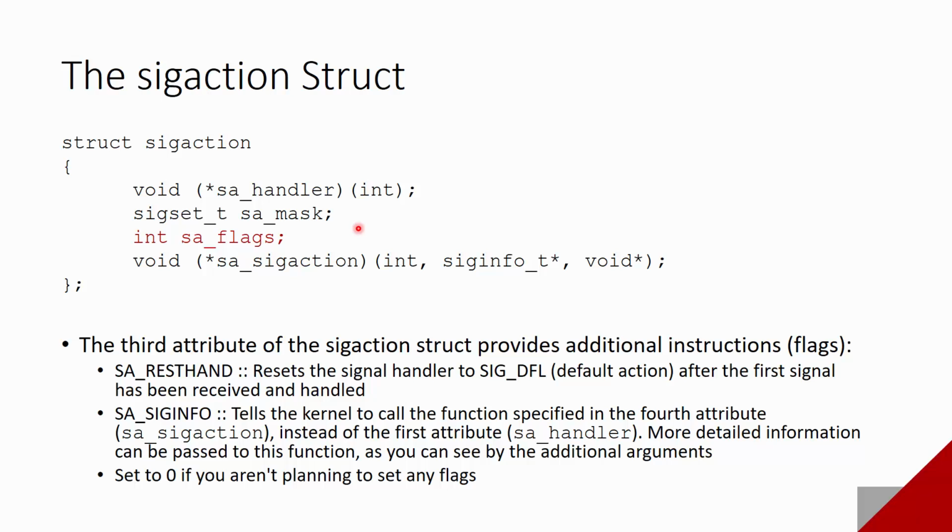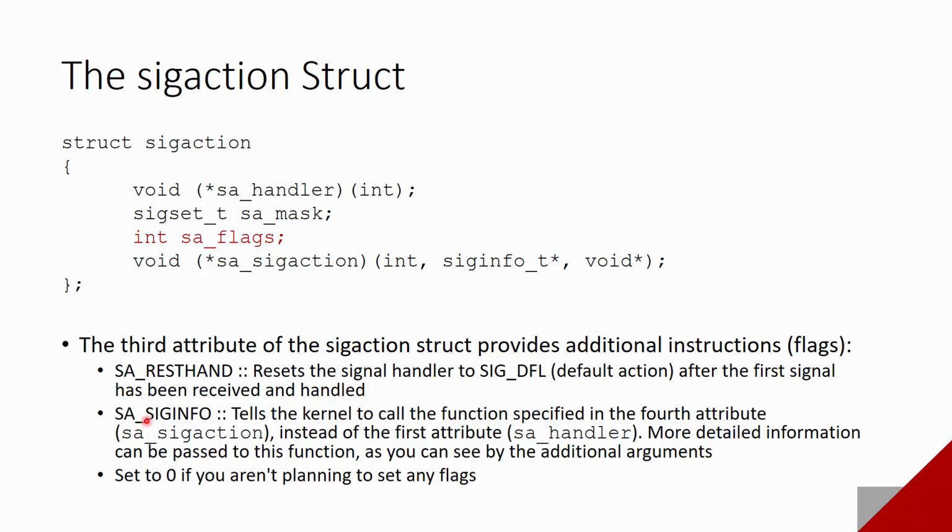Our SA flags parameter, this is the third one. This has a few different options you can put in it. These are just the standard option flags that we've seen in so many other functions. Some interesting ones here, SA_RESETHAND. This is going to reset the signal handler back to the default action after the first signal has been received and handled. So it's a way to take a different approach the first time something arrives, and then reset back to the default action after that first one has been received.